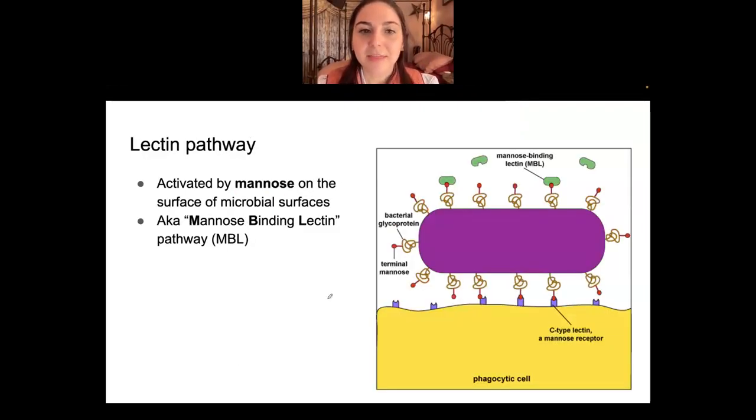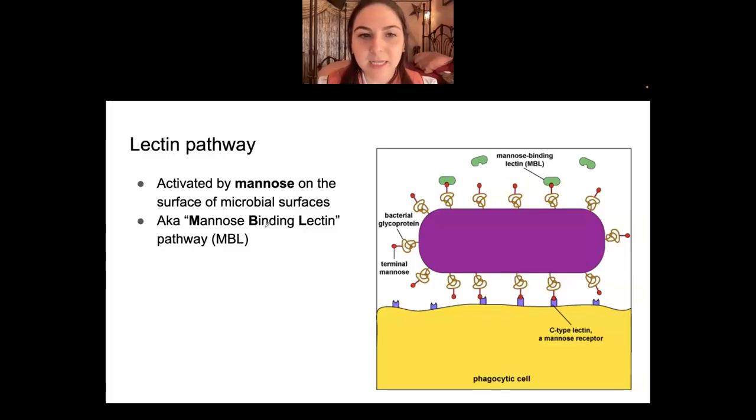And then the lectin pathway, the last pathway, is activated by mannose on the surface of microbes. Mannose is not technically a PAMP. A lot of proteins in our own bodies are glycosylated with mannose, but we have this thing known as mannose binding lectin, or MBL, and it can bind to mannose on the surface of bacteria. It's able to recognize bacterial mannose somehow.